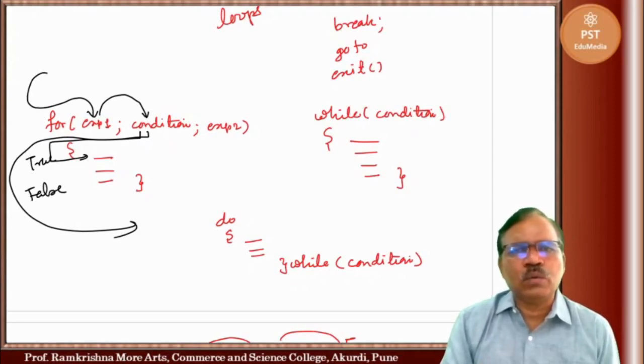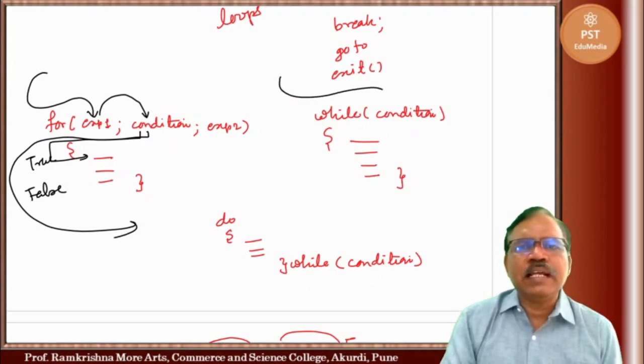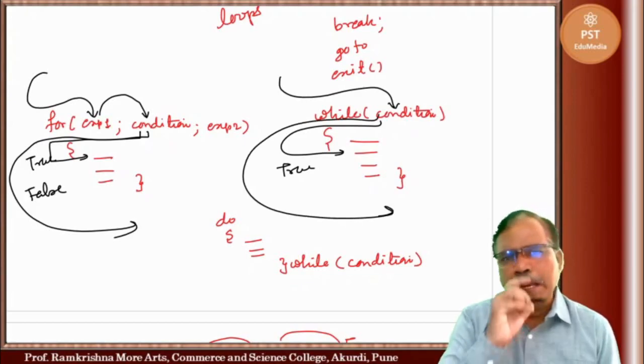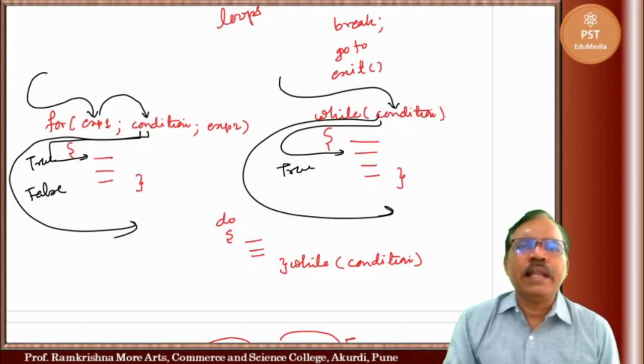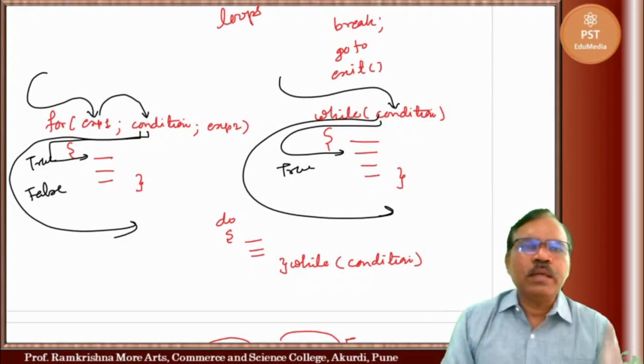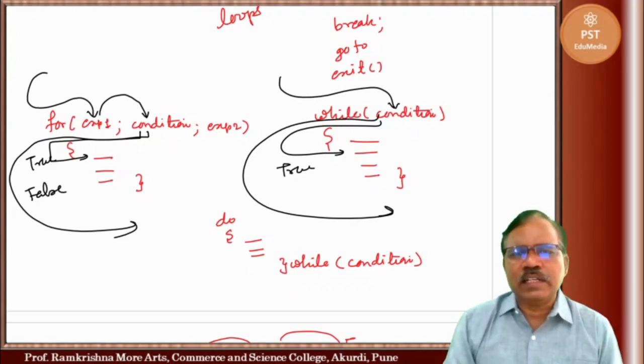It will not go into the loop. Similarly, if here condition is true, it enters in the loop. But if condition is false, it will not enter in the loop. It will go to next statement after the loop. So if initially condition is false, for loop will not be executed, while loop will not be executed.